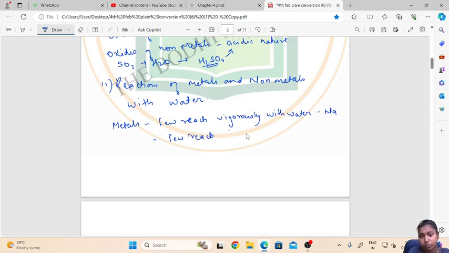Whereas non-metals, they don't react with water. Hence they are stored in water to prevent them from catching fire if they are exposed to air. A few non-metals catch fire when they are exposed to air. So those are stored in water to prevent them from catching fire.